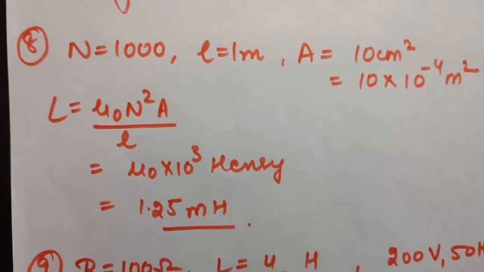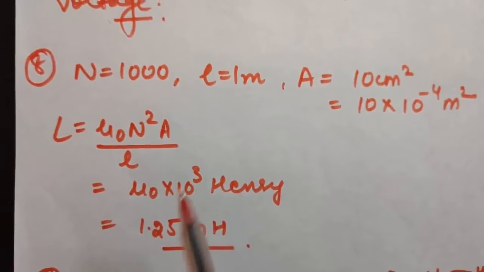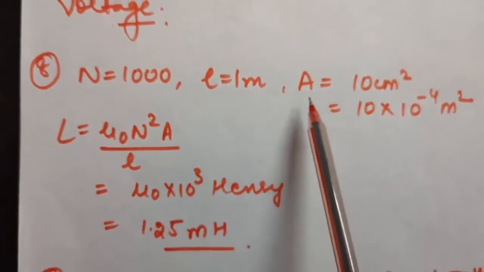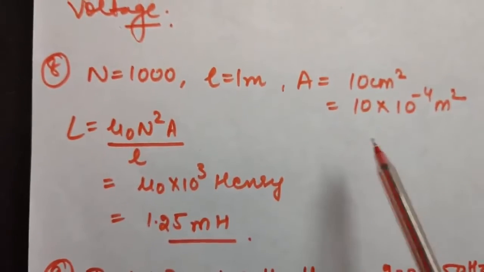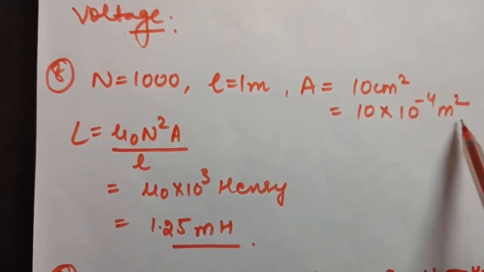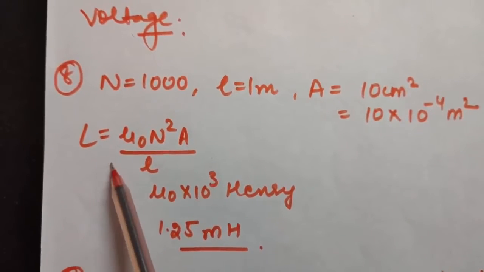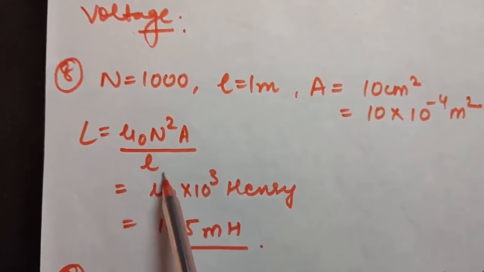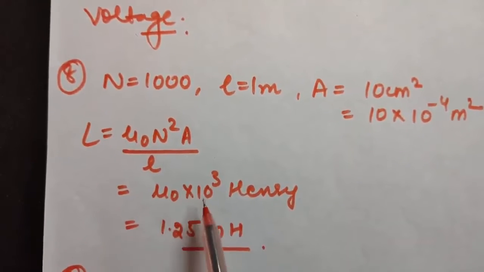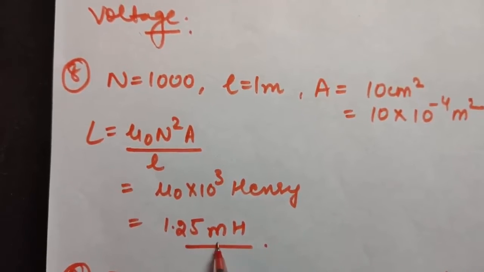In eighth question, you are given a solenoid of 1000 turns with 1 meter length and area is 10 centimeter square, or you can write it as 10 into 10 to the power minus 4 meter square. So now you have to calculate self-inductance and the formula for self-inductance is mu naught n square A by L. So just put all the values, you will get the answer to be mu naught into 10 to the power 3 Henry or 1.25 millihenries.